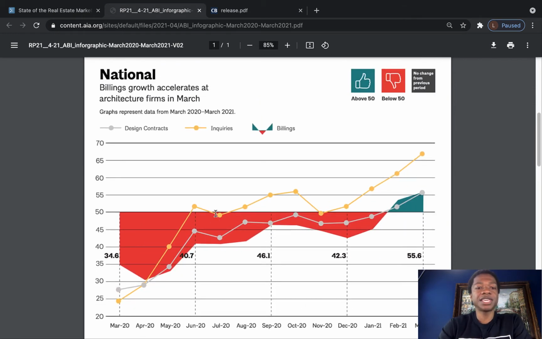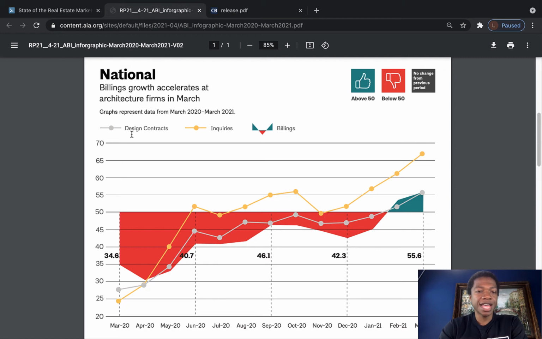And we can see that the design contracts are represented by gray, the inquiries are represented in orange, and the billing is actually represented in the red and the green. And the above 50 is the green, the below 50 is the red, and we can see no change from previous. And so we can see our 50 line here, and early in March of 2020 we can see that the billing was down quite a bit.